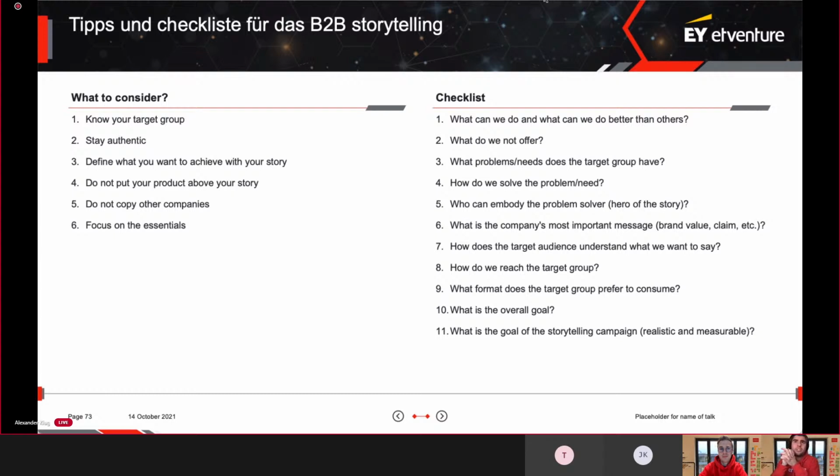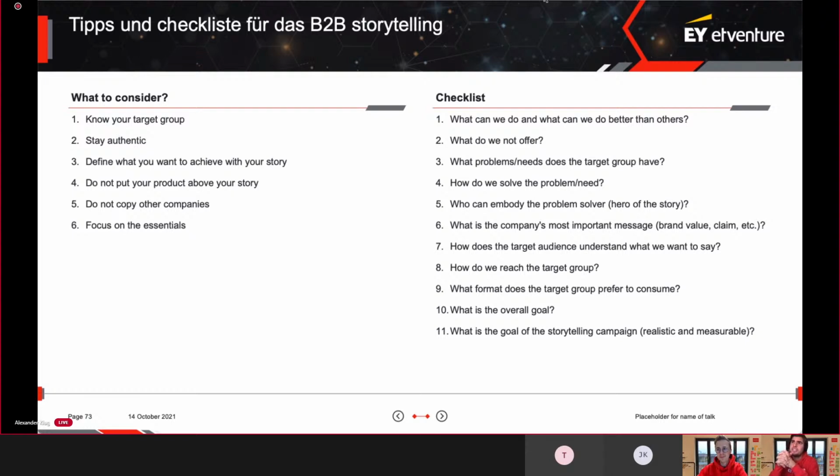So what to consider: know your target group, stay authentic, define what you want to achieve with your story. Do not put your product above your story. Do not copy other companies, and focus on the essentials. So what could be the checklist? What can we do, and what can we do better than others? What do we not offer? Maybe even differentiate yourself from other ones.